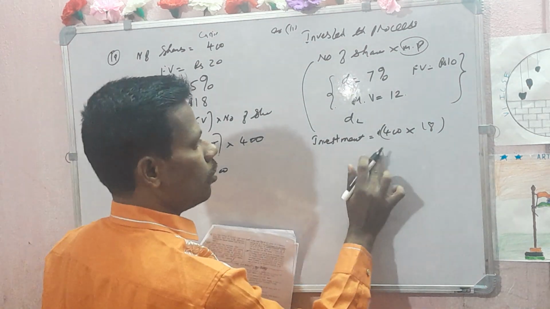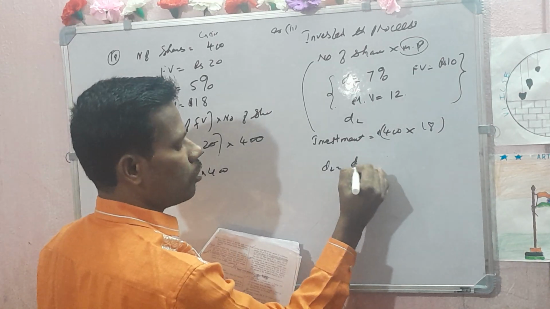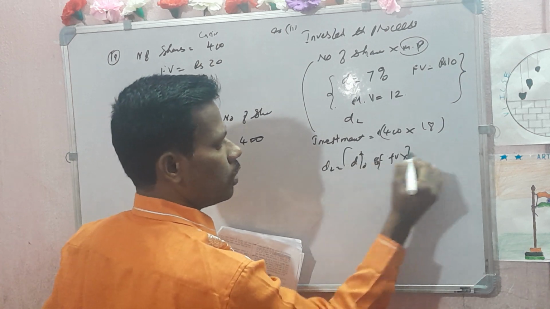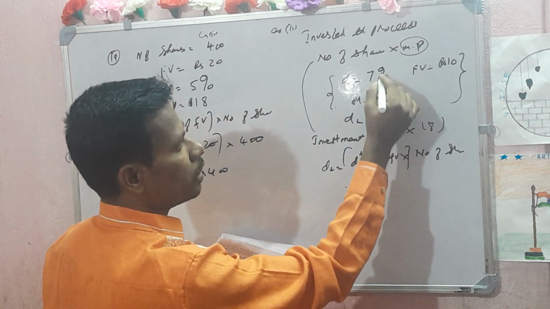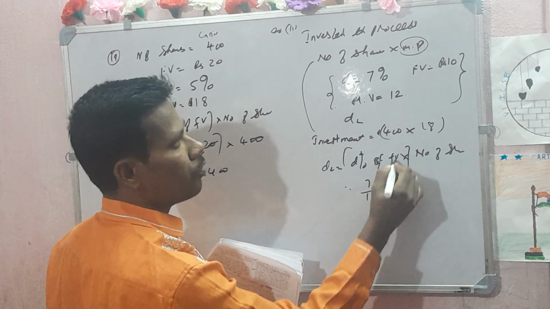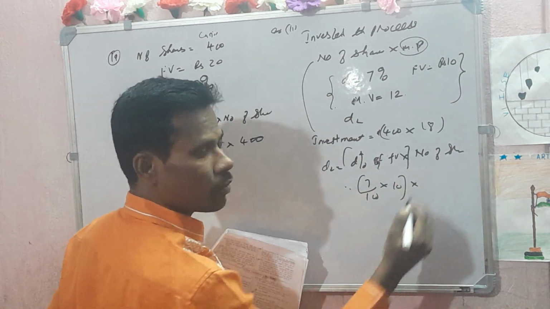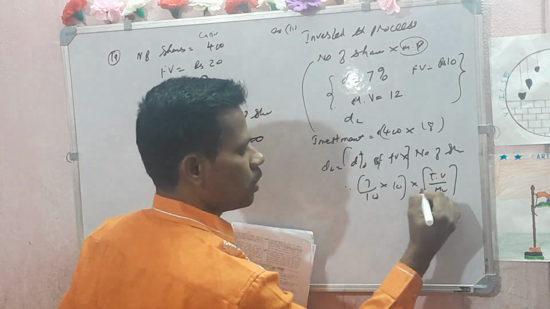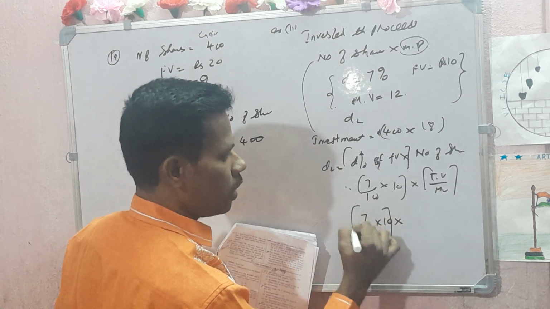Next, now again apply this formula. Dividend D2 is equal to dividend percentage of face value into number of shares. What is given for dividend percent? 7 by 100 into face value. Face value is already given as 10, into number of shares. How will we get the number of shares? Total investment by market value. So 7 by 100 into 10 into total investment.